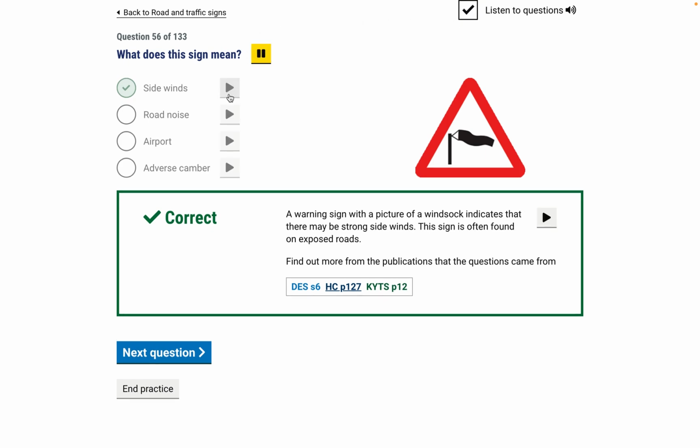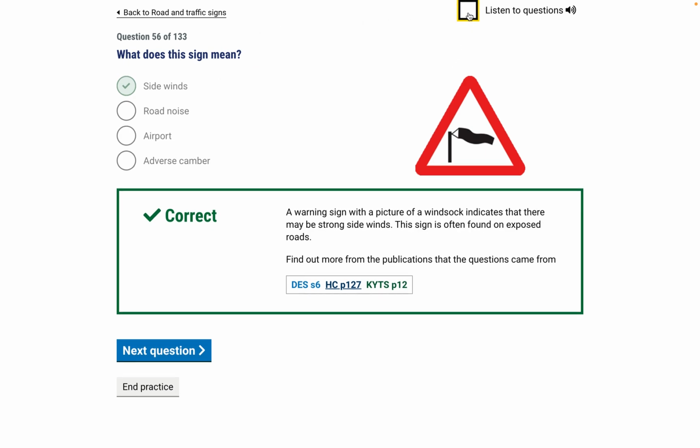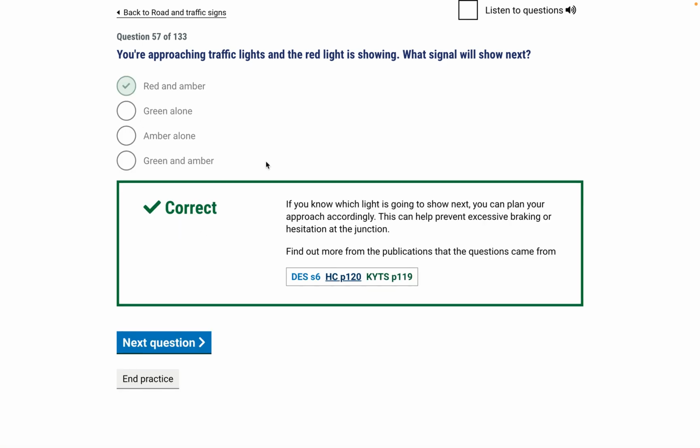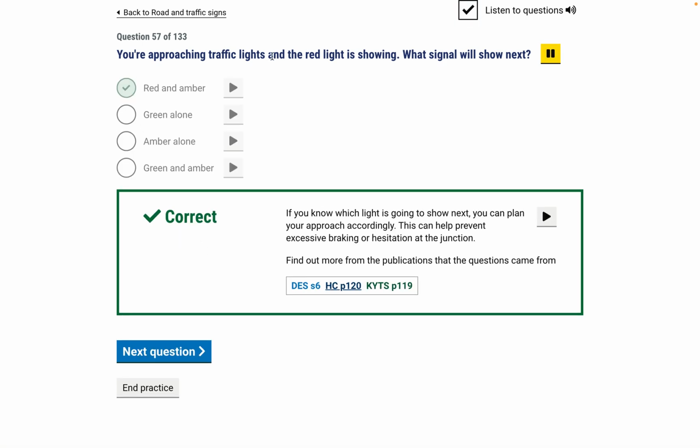What does this sign mean? Side winds. You're approaching traffic lights and the red light is showing. What signal will show next? Red and amber.